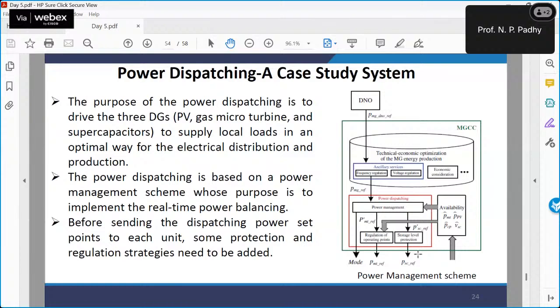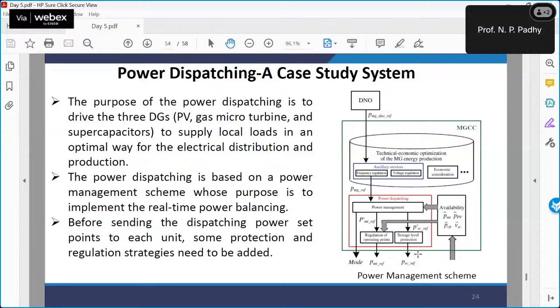The three distributed generators, PV, gas microturbine, and supercapacitors, supply local loads in an optimal way for the electrical distribution and production. So what we are thinking is that there is a combination of different sources, photovoltaic, and all three together to cater a load.